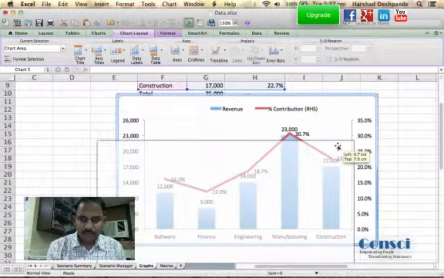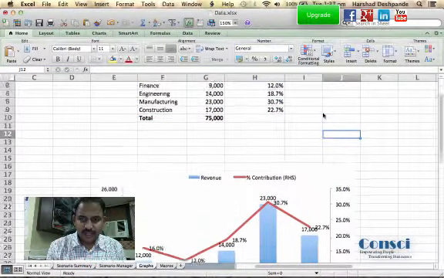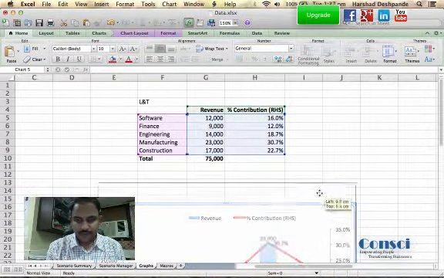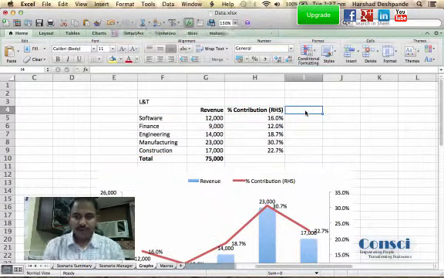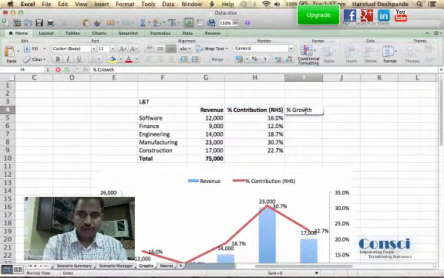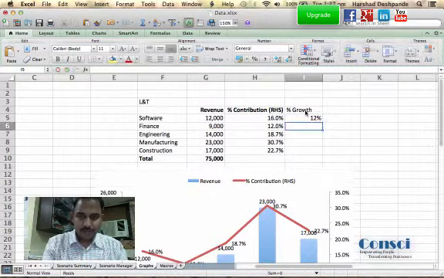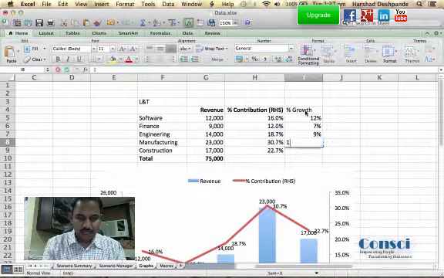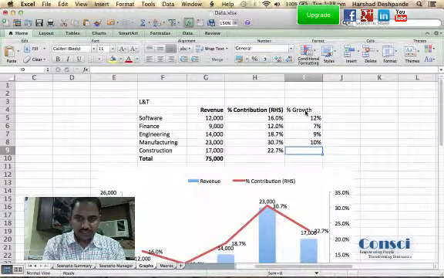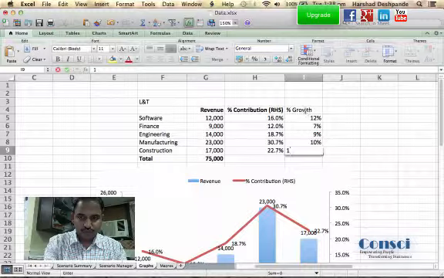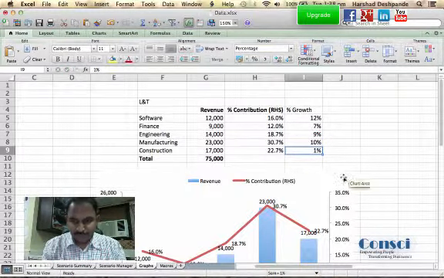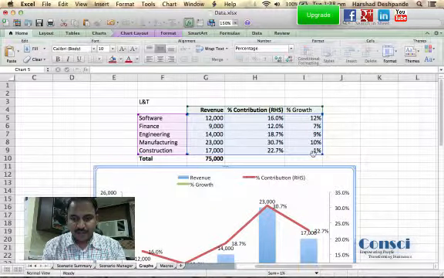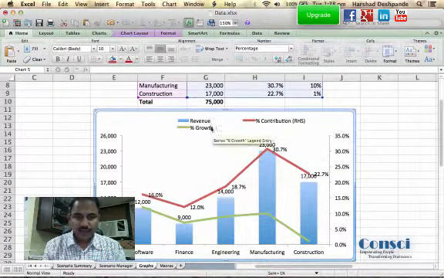Now next critical point that I want to share with you is, let us say I extend this problem a little bit further by saying that you want to include one more parameter over here, which is percentage growth. Okay, and I will say 12% has been the growth, 7% has been the growth, 9% has been the growth, and 10% has been the growth, whereas construction did not see much of the growth, so almost flattish growth of 1%. Okay, now simply to include this, the easiest way is you can just drag it to right, and one more line will get included in your chart.